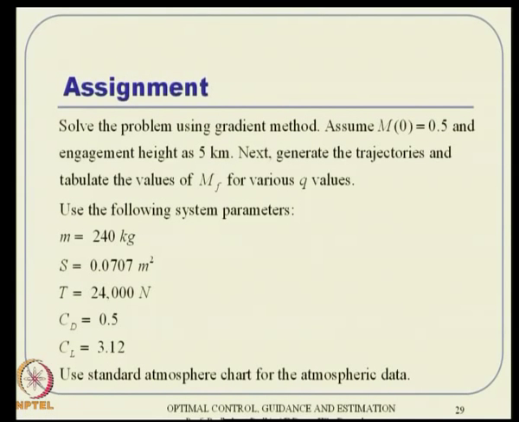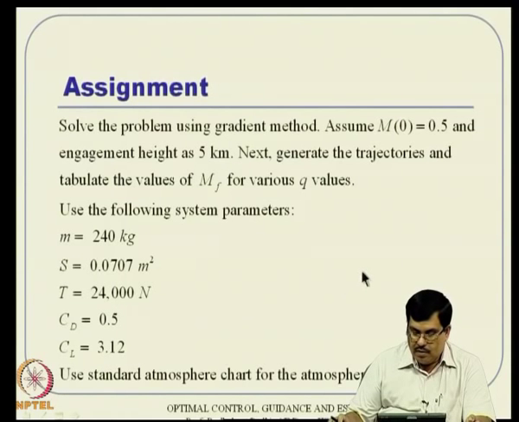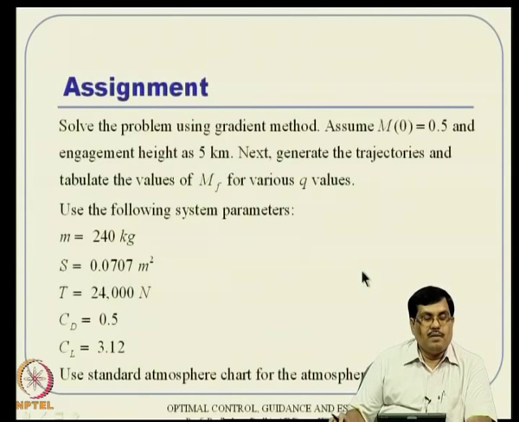As an assignment, I seriously request all of you to attempt this using some of these typical numbers. You can use some of these parameter numbers and some standard atmospheric data at an altitude of 5 kilometers. You have to select the atmospheric density, and then proceed with all these numbers and generate some results using this gradient method.